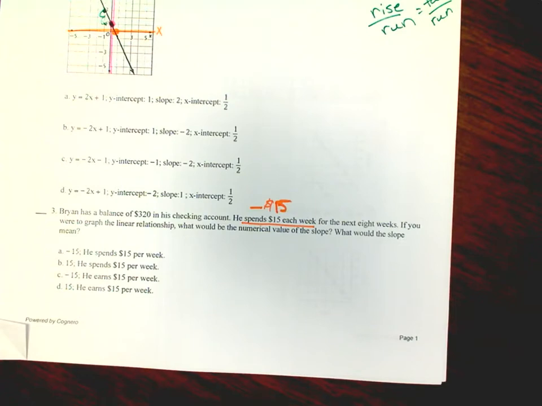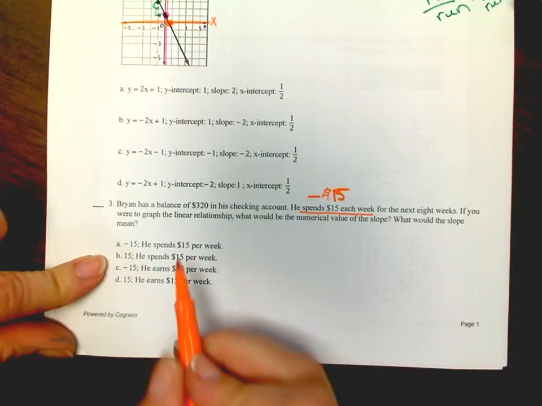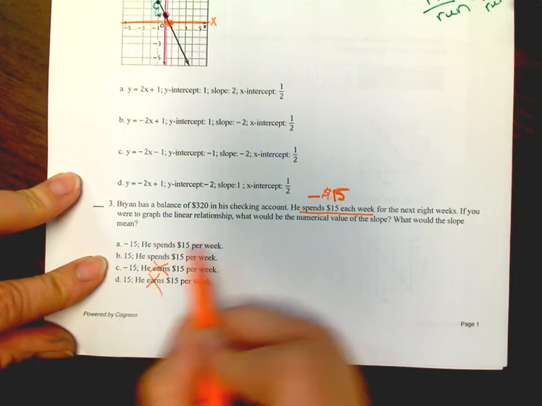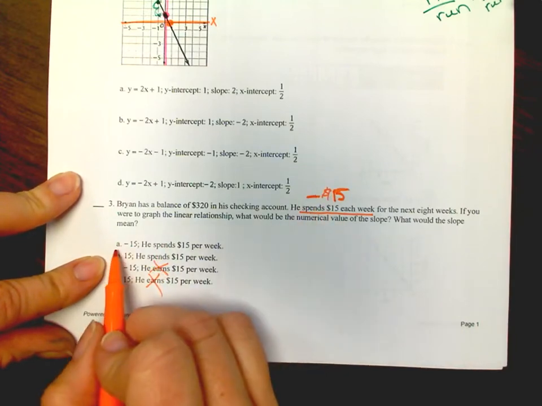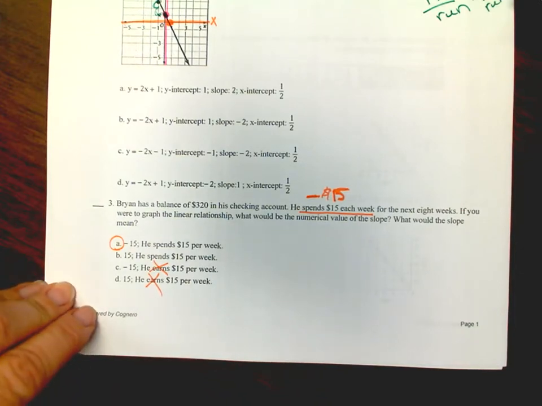Okay, again, look at your answer choices. And we know he spends, he doesn't earn, he's spending, and we know spending would represent a negative. Okay? Process of elimination, look through everything carefully. They're going to try to trick you with their words.